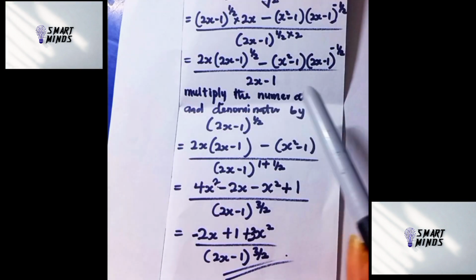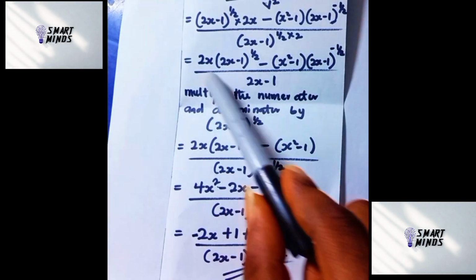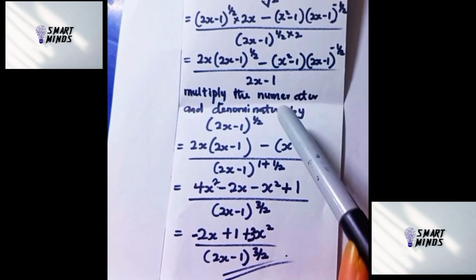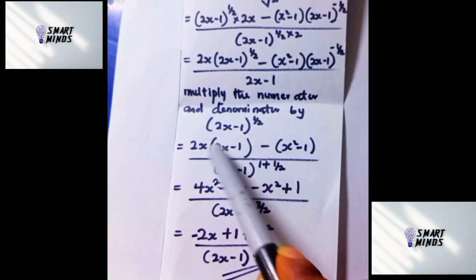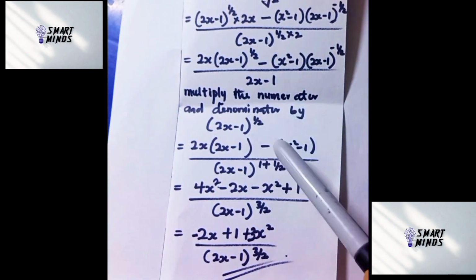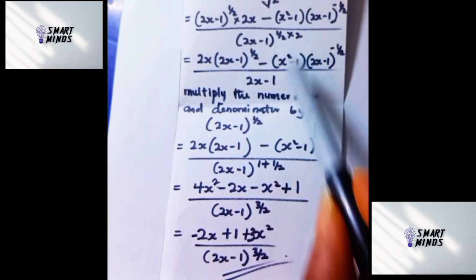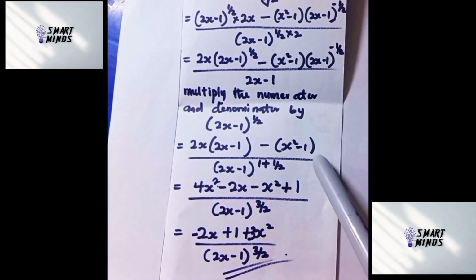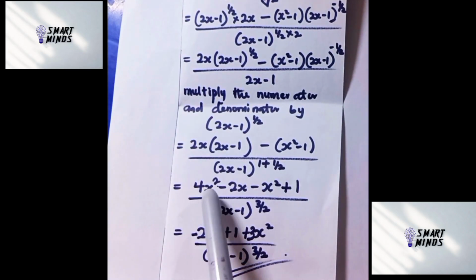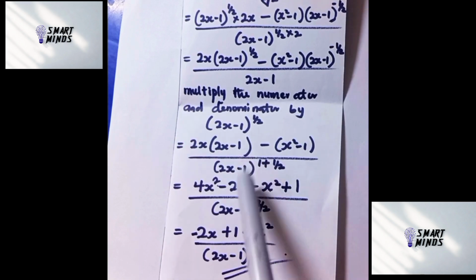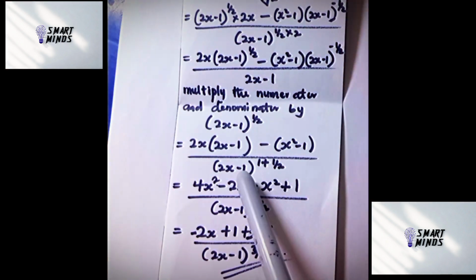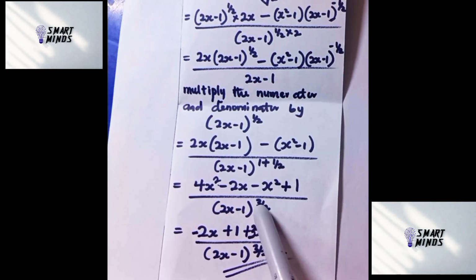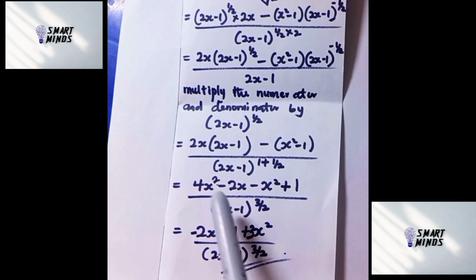All right, now so the only way we can solve and simplify this expression from this point is to multiply both the numerator and the denominator by 2x minus 1 all raised power half. So when you do that, you can simplify this expression as this. Then from this point, 2x times 2x, that gives us 4x squared, 2x times 1, 2x, then minus, open this bracket and change this to plus. Okay, then at the denominator we have 1 plus 1 over 2, that's 3 over 2. All right, so from this point, when you simplify further, you're going to have this.